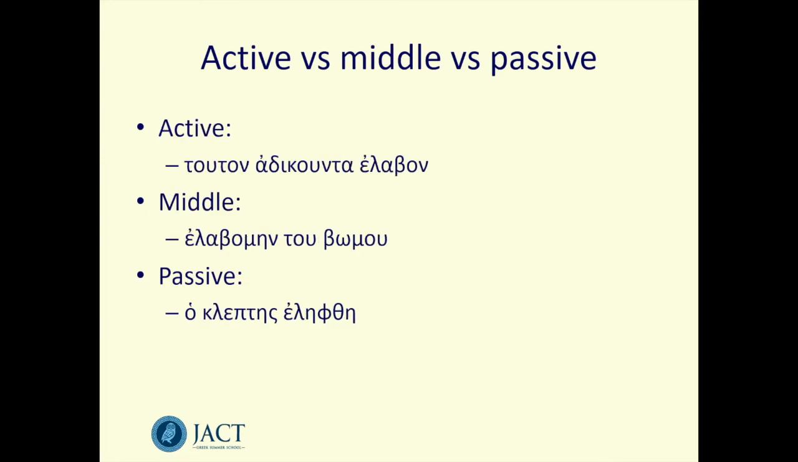Here, for instance, we have lambano, which in the active might mean apprehend and take the accusative, but in the middle can mean take hold of and takes the genitive. Thus, I caught him doing wrong, and I grasped hold of the altar. Touton adikounta elabon versus elabomen tou bomou. In the passive, the meaning relates to that of the active in the normal way. Ho kleptes elephthe. The thief was caught.